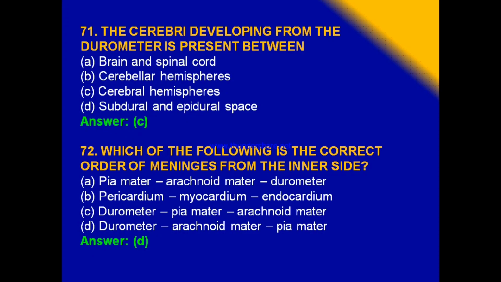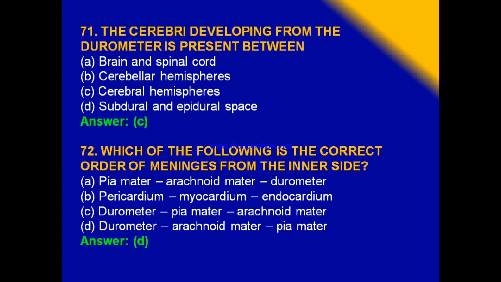Next, falx cerebri developing from the dura mater is present between the brain and spinal cord, cerebellar hemispheres, cerebral hemispheres or subdural and epidural space. So the answer is cerebral hemispheres, not cerebellar hemispheres. Which of the following is the correct order of meninges from the inner side? Pia mater, arachnoid mater, dura mater; pericardium, myocardium, endocardium; dura mater, pia mater, arachnoid mater; or dura mater, arachnoid mater and pia mater. So according to the order from the inner side, option D is the correct sequence. That means dura mater, then arachnoid mater, then pia mater.